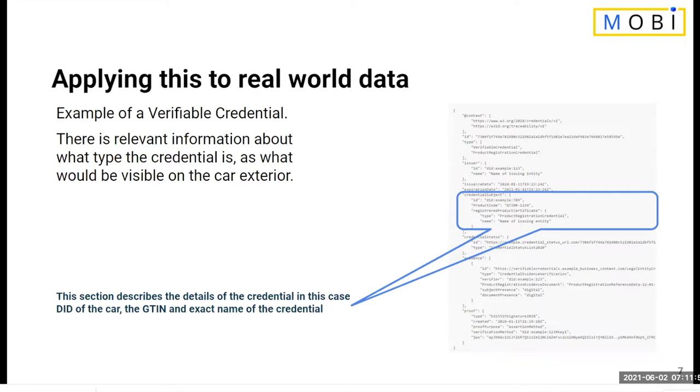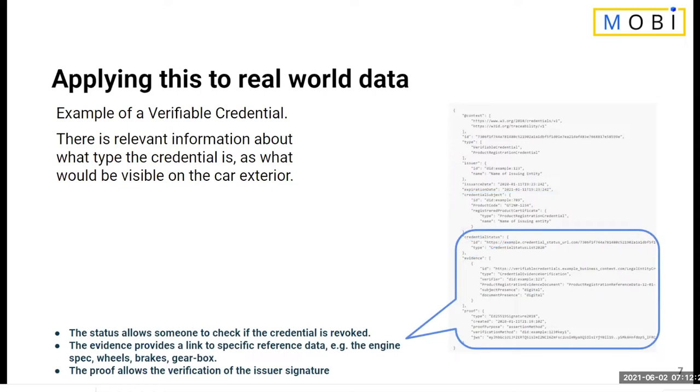You have a credential subject. So this is the heart of the matter, so to speak. This section describes the details of the credential. In this case, the ID of the car or the GTIN and exact name of the credential. There can obviously be a lot more information in this, but I wanted to be able to fit it on one page, so I minimized it.